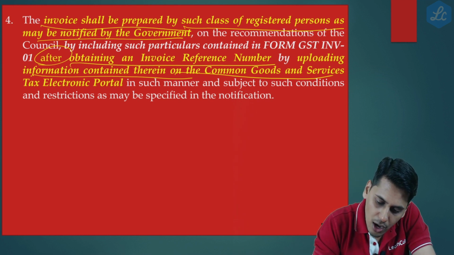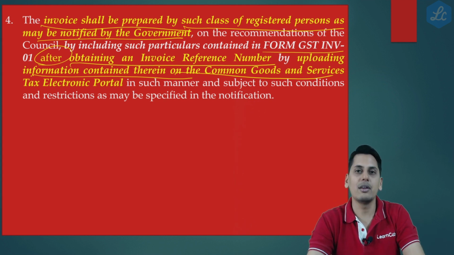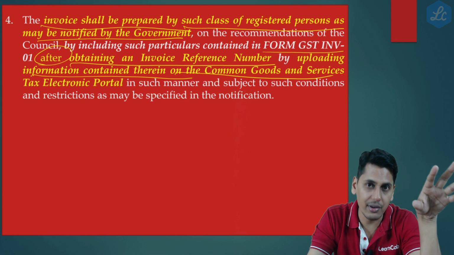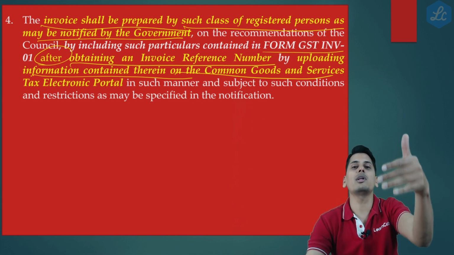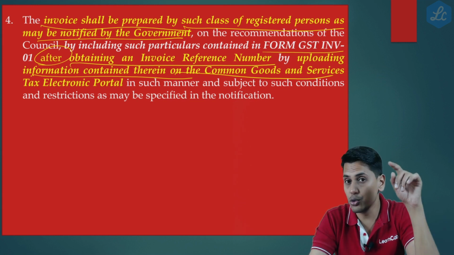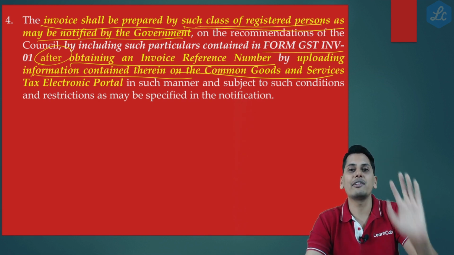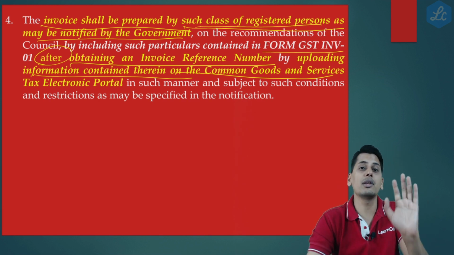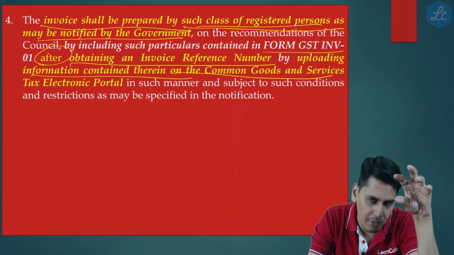So friends, there is a form called as form GST INV01. Form GST INV01. This form needs to be filled. The particulars which are there needs to be given, and it needs to be uploaded to the common portal. The common portal in turn would give you an invoice reference number. Now friends, who should do this? This should be done by a class of registered persons who are notified by the government. Which means, is it applicable to everyone? The answer is no. 48 sub rule 4 is applicable only to notified persons.